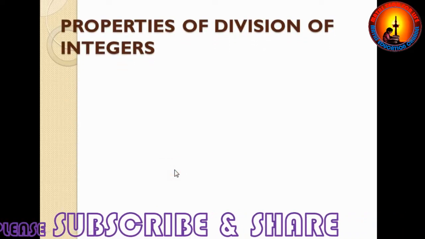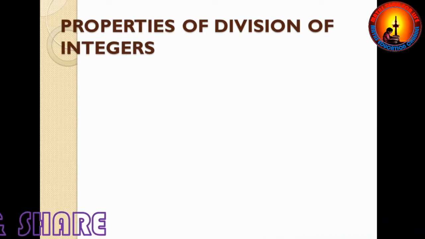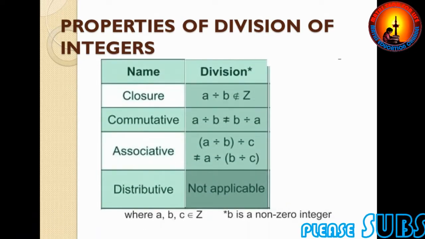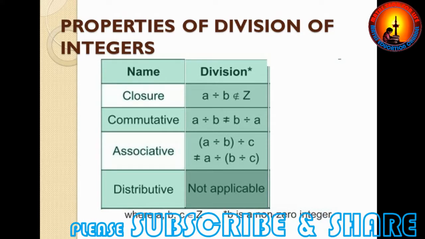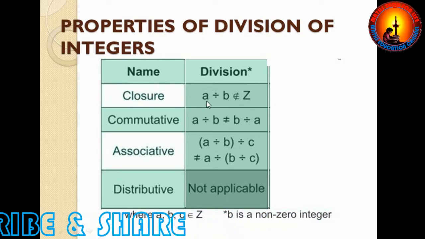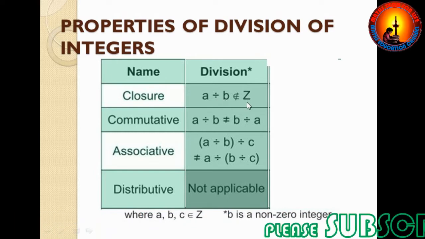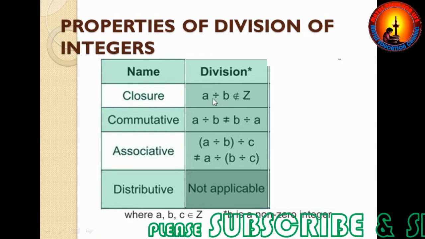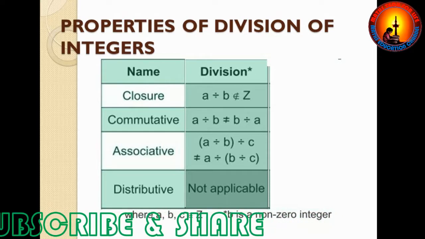Next, as we learned in the case of multiplication, integers follow some properties. Here also we want to check whether they hold for division of integers. The first one is the closure property. If you take two integers a and b, a divided by b does not always belong to the set of integers. Always it is not true. So we can say that integers are not closed under division.